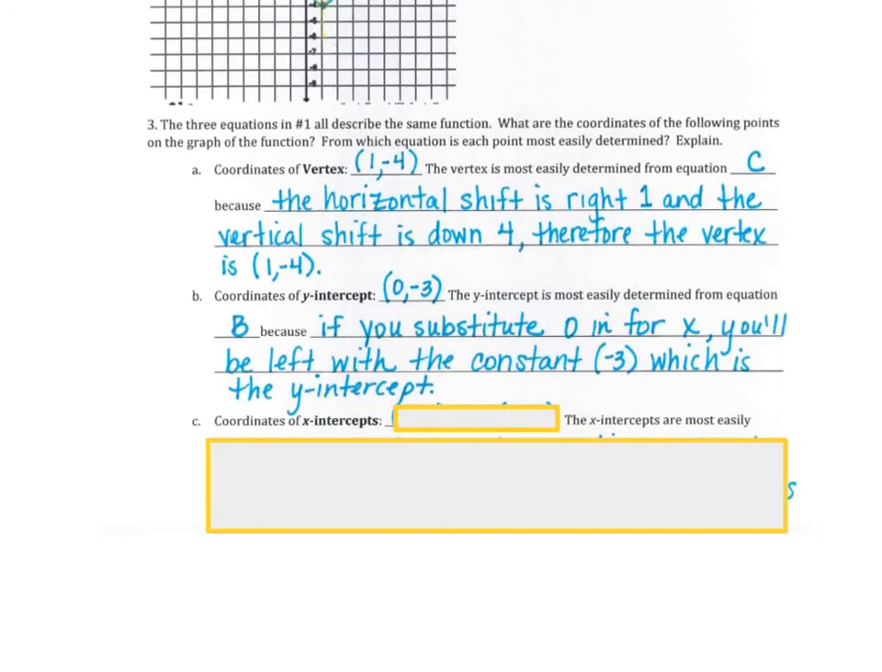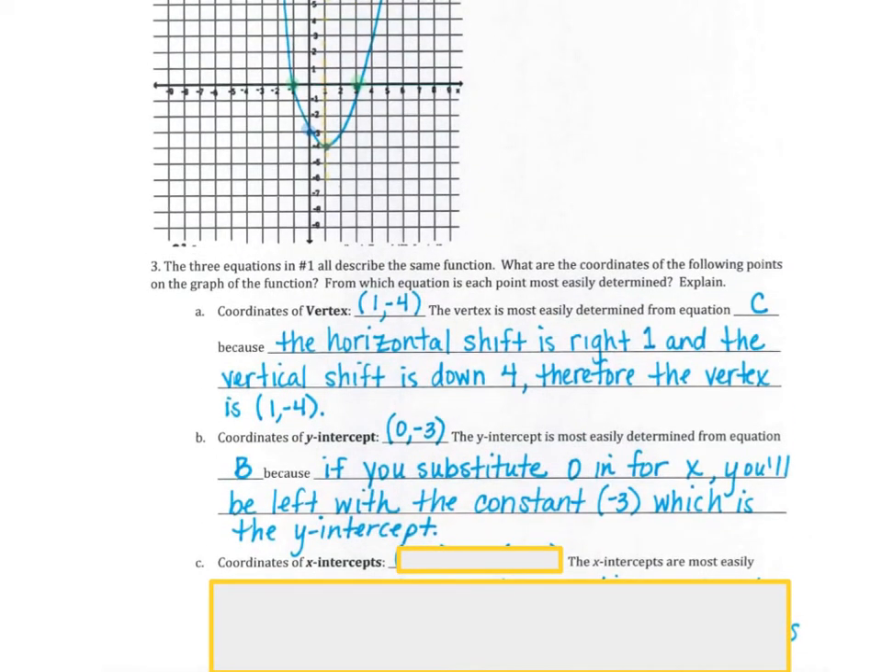Coordinates of the x-intercepts. So right here where it says x-intercepts, you're going to hear me call those zeros a lot. So x-intercepts, I'll call those zeros. They're also called solutions or roots, just as a little heads up. Our x-intercepts were these guys right here at -1 and +3.